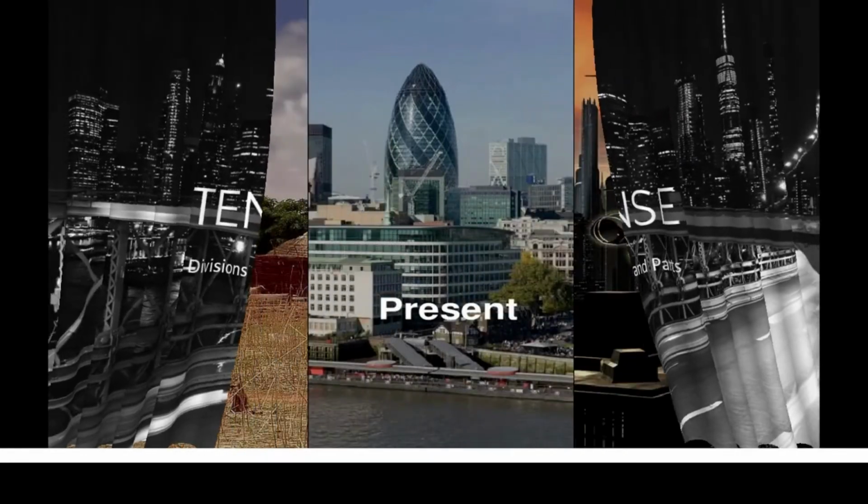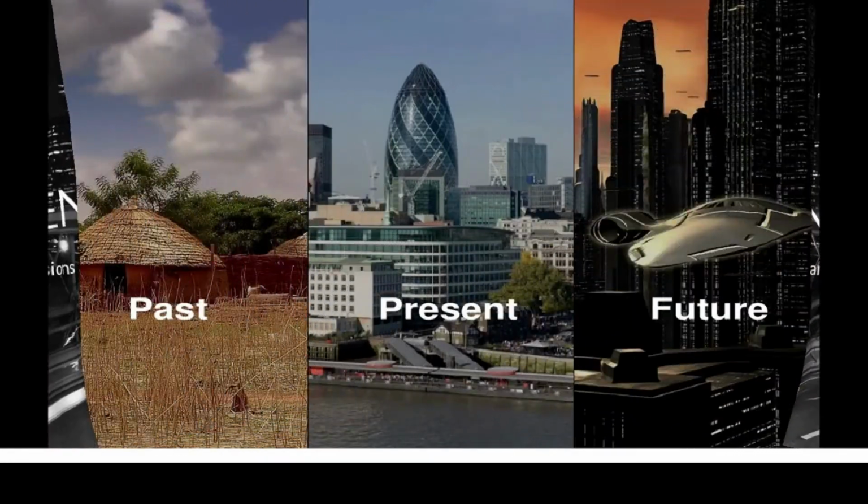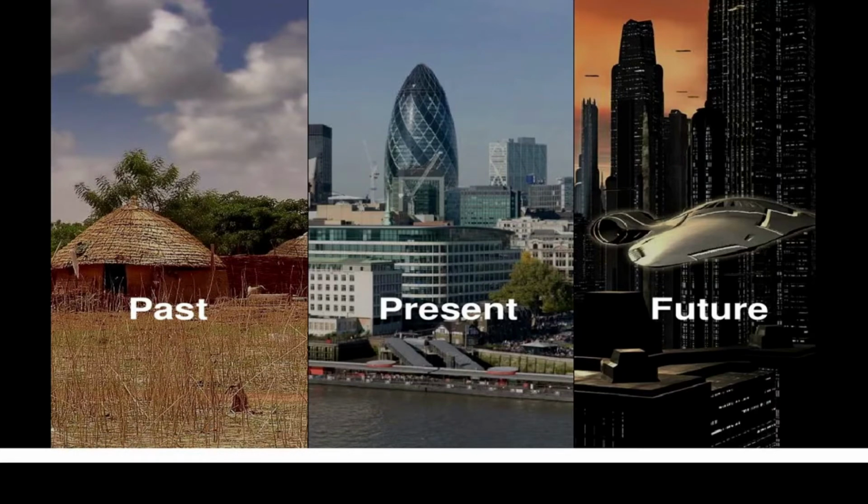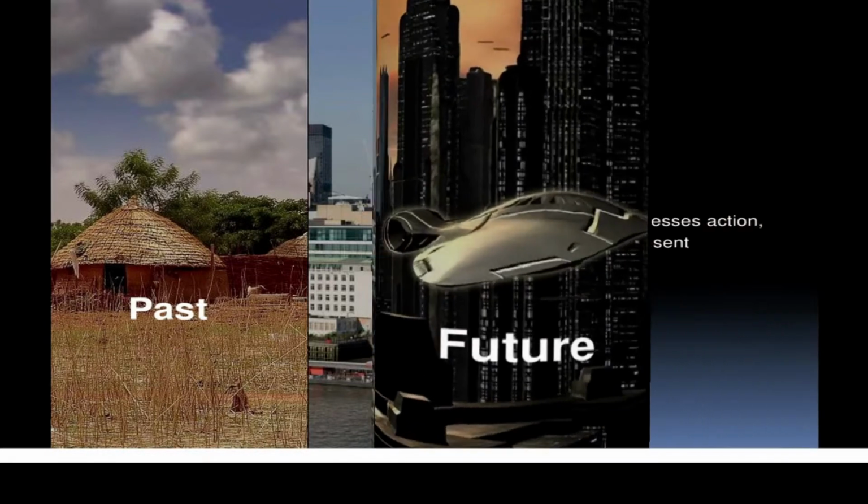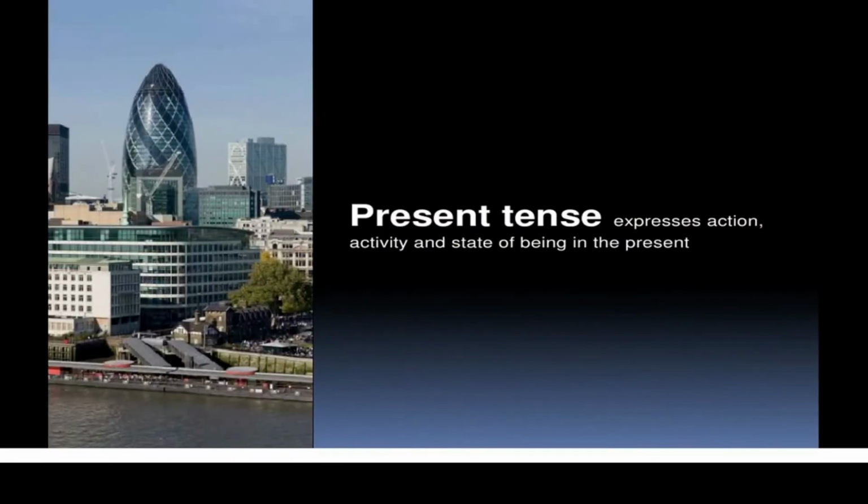Okay students, the time is divided into three: past time, present time and future time. So the tense is also three: past, present and future, and each of them has four parts in them. Let us see the first tense, present tense.